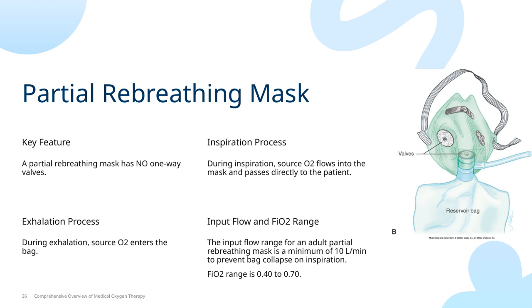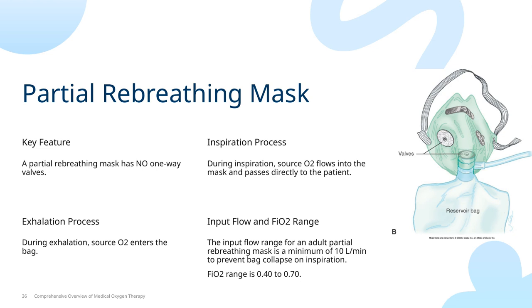For an adult using this mask, the input flow should be at least 10 liters per minute. This minimum flow is important to prevent the bag from collapsing during inspiration, ensuring a steady supply of oxygen. The FiO2, or the fraction of inspired oxygen, can range from about 40% up to 70%, depending on the flow rate and the patient's needs.